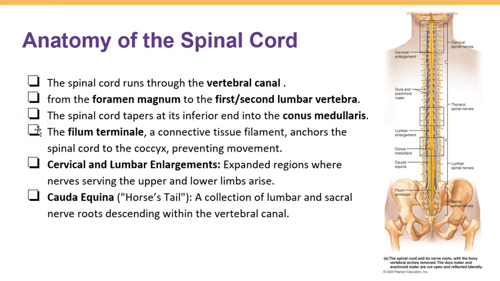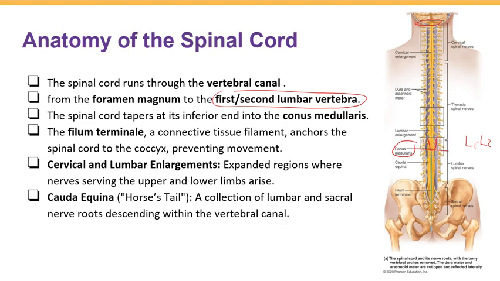Now let's take a look at the anatomy of the spinal cord. You can see the spinal cord runs through the vertebral canal, which is made by our vertebrae. It starts from the foramen magnum and ends at the level of L1, L2, the first to second lumbar vertebrae. So it does mean that the spinal cord does not occupy the whole vertebral canal in adults. It ends at the level of L1 and 2, and as you can see, the spinal cord tapers at its inferior end and makes a cone-shaped structure, which is called the conus medullaris.